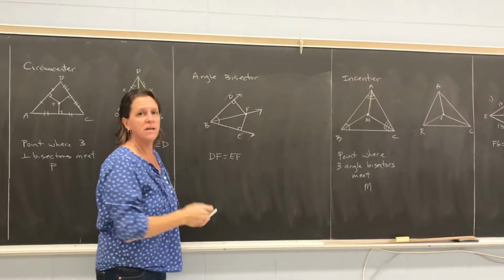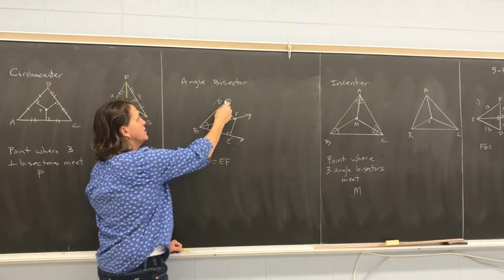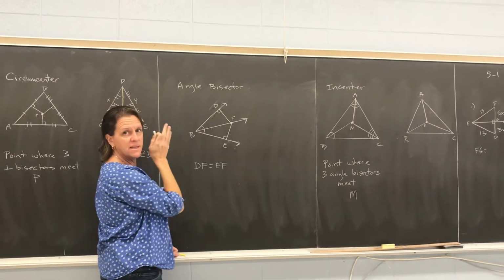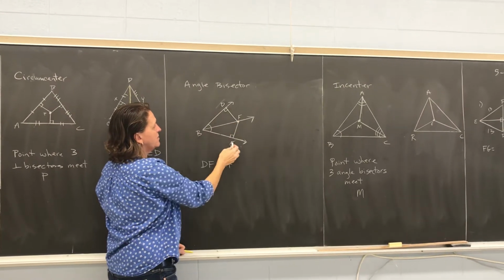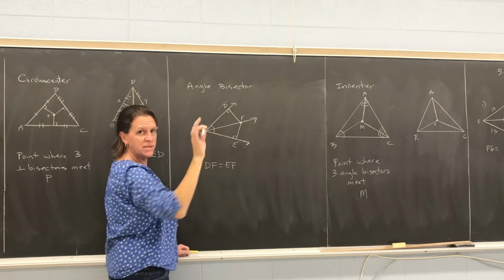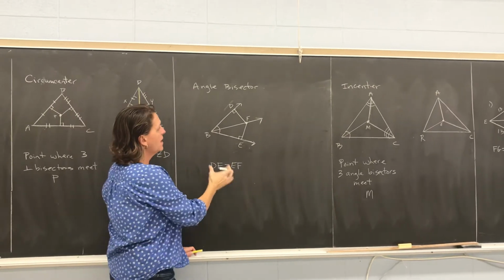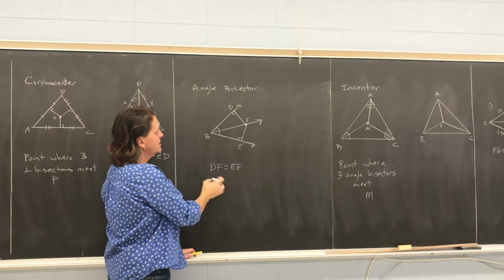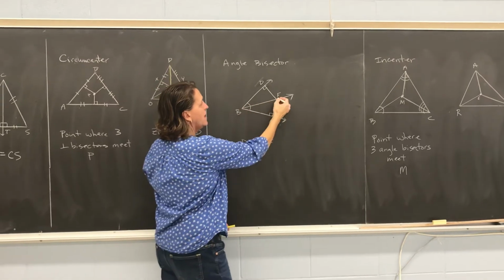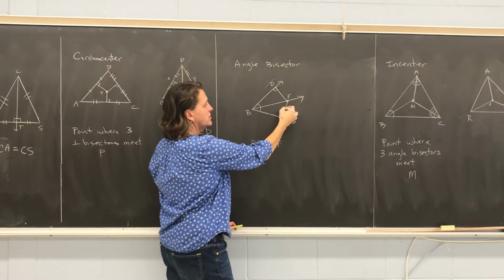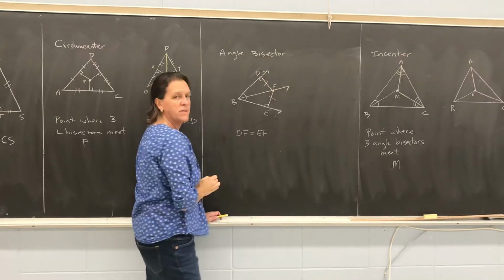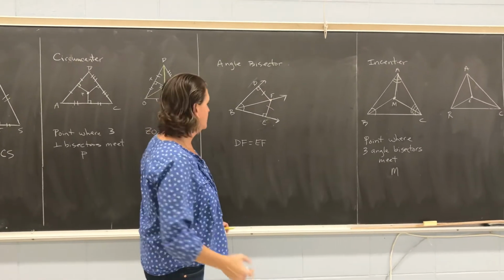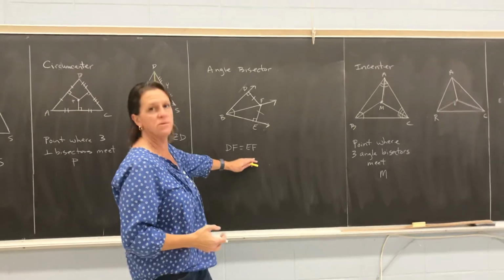Angle bisector. Again, you've had angle bisectors before. Here's my angle. I'm bisecting, cutting it in half. That means angle DBF would be equal to angle EBF. We just did this last chapter. Now, the new thing about this is also, if on the angle bisector I were to draw straight down a perpendicular on both sides, those are also equal. So basically everything's equal, okay? So DF is equal to EF.